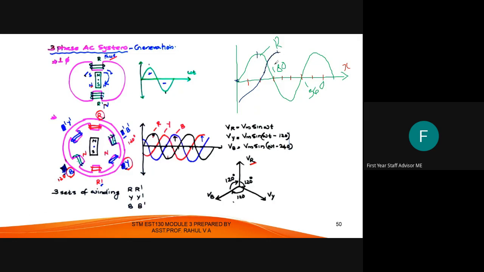And the R winding crosses 0 at 180 degrees. So after 120 degrees, so 180 plus 120, that is 300. So this is 300. So we should cross 0 at 300. So I should draw like this. Okay.